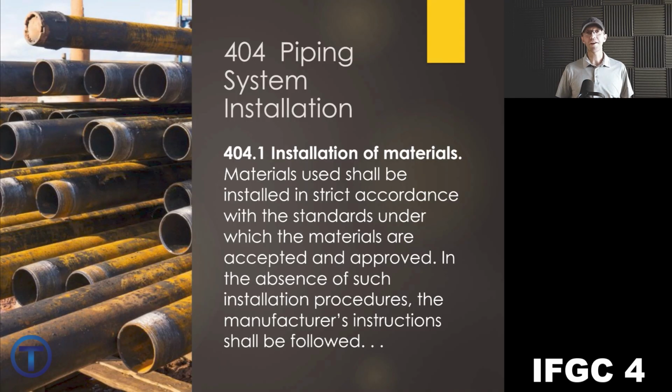Here we are, section 404. This is about piping system installation. 404.1 talks about the installation of materials. We're going to install pipe for the piping system. But this is an important point. Materials used shall be installed in strict accordance with standards under which the materials are accepted and approved. What does that mean? Listen. We are dealing with a flammable, explosive gas.